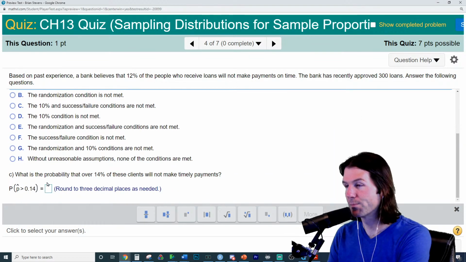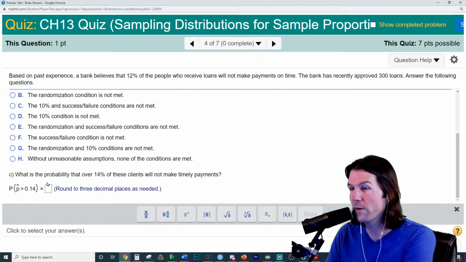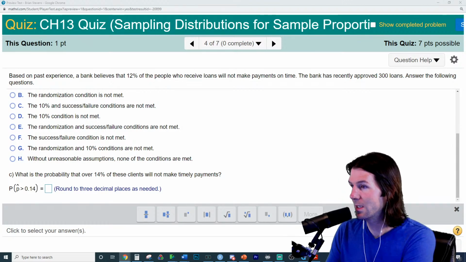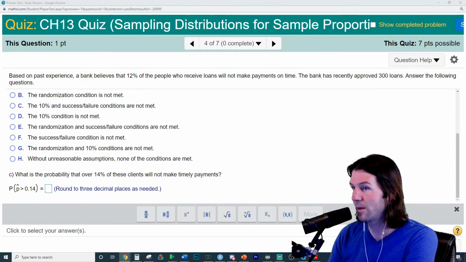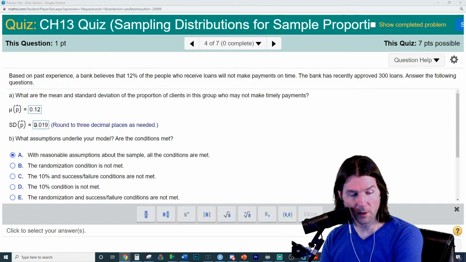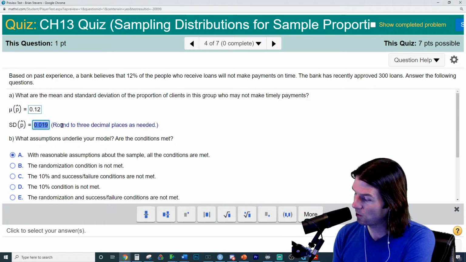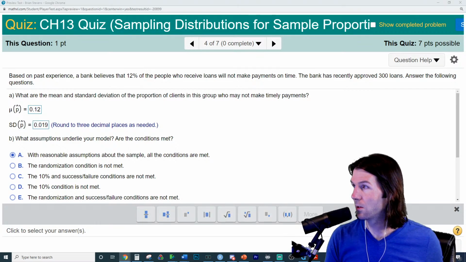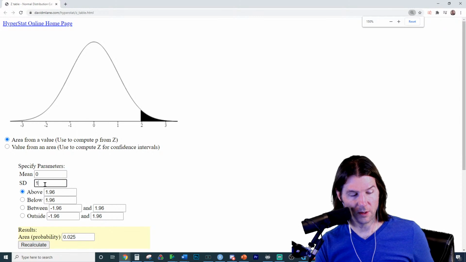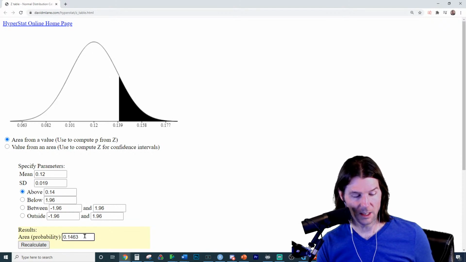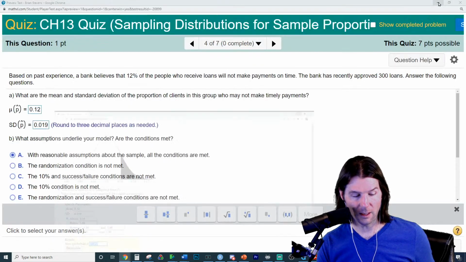Now here's where it gets tricky. So what is the probability that over 14% of the clients do not make timely payments? We'll use the David M. Lane applet. We do need the standard deviation, and I think we can use the one we used up here where we rounded. So using the rounded version of the standard deviation, there we go. So here's the David M. Lane applet, and we're going to put in the standard deviation, and then we're going to put in the mean, and then we're going to go above the number it gave us, which was 14%, and then we're going to take the probability right here, and that's got it.